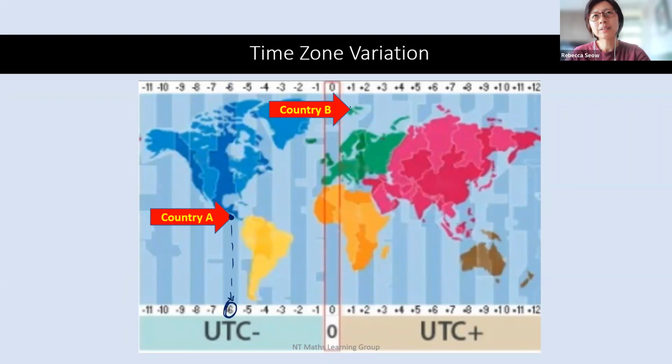Country B is here. If I were to draw a line, it will be at UTC 1. So you can see that country B is ahead of country A, because +1 is more than -6. So country B is ahead of country A.